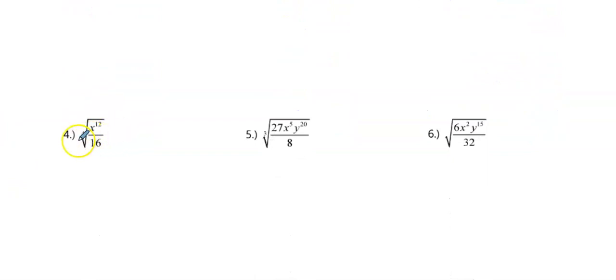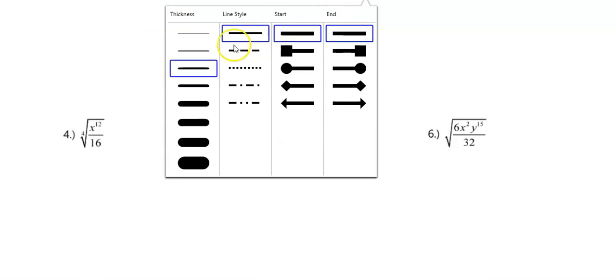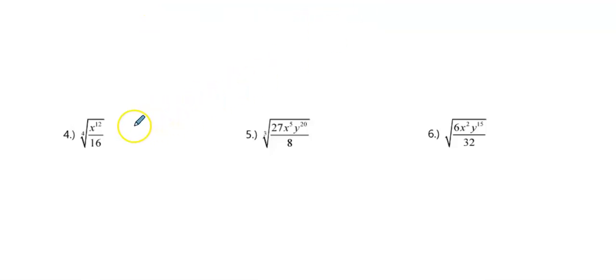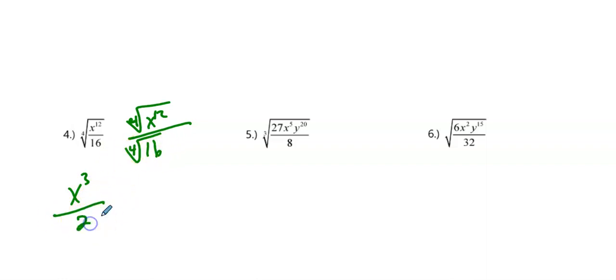All right, we got a quotient, so you can split it. We got the fourth root of x to the 12th over the fourth root of 16. 4 goes into 12 3 times, so we got x cubed over the fourth root of 16, 2.